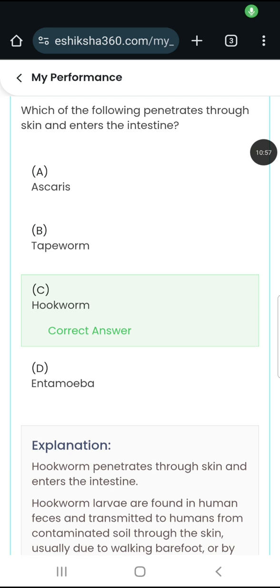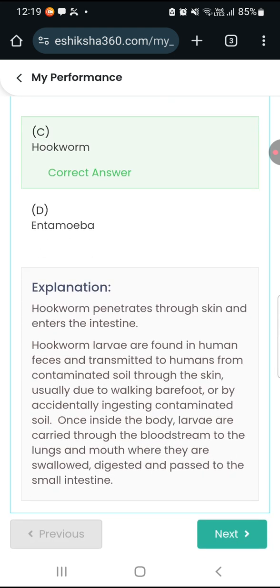Which of the following penetrates through skin and enters the intestine? Answer: hookworms. Explanation: hookworm penetrates through skin and enters the intestine.